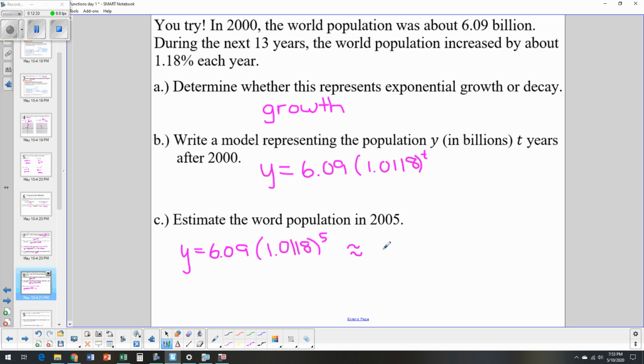All right, so for A, this is a growth function. For B, we have y equals 6.09 times 1.0118 raised to the t power. And in part C, we're looking for the value in 2005, so that would be t is 5, and it's about 6.46 billion.